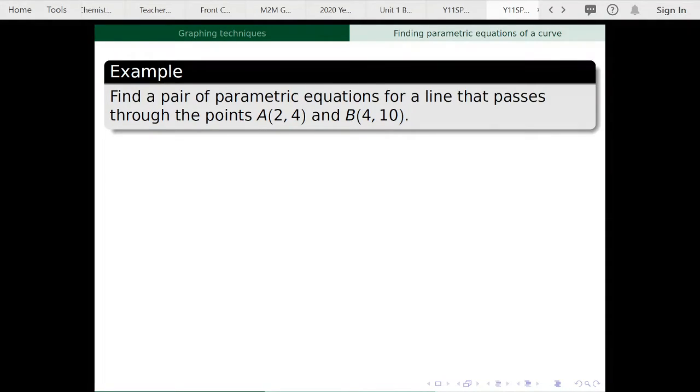So what we can do first is get the Cartesian equation of what that line would be. And you just do that in the usual way. So first I would find the gradient, where it's just y2 minus y1 over x2 minus x1. So we've got 4 take 10, and we have 2 take 4. So what that would be on the top, -6, and on the bottom, -2. So we get 3.